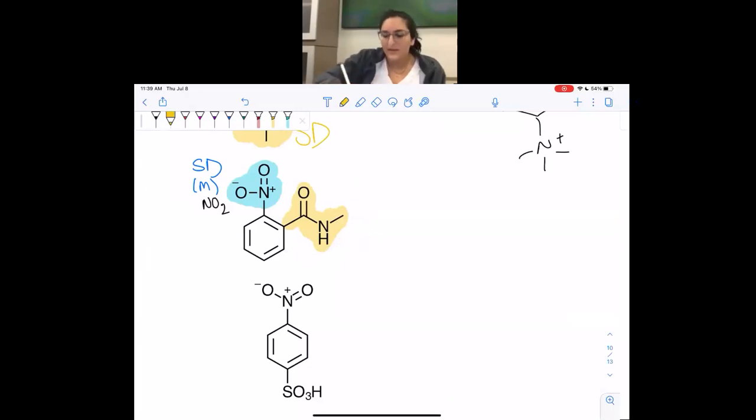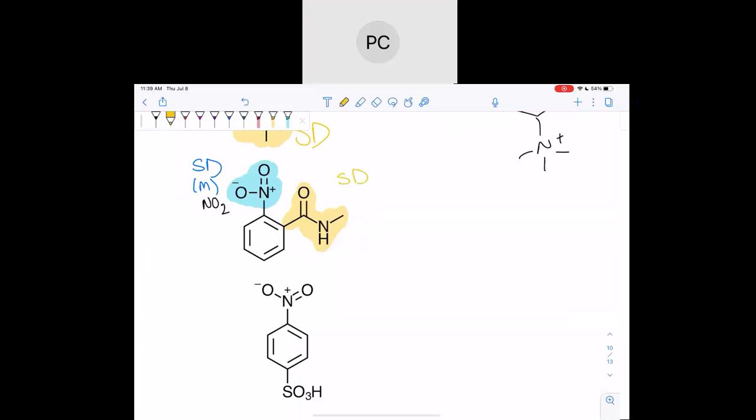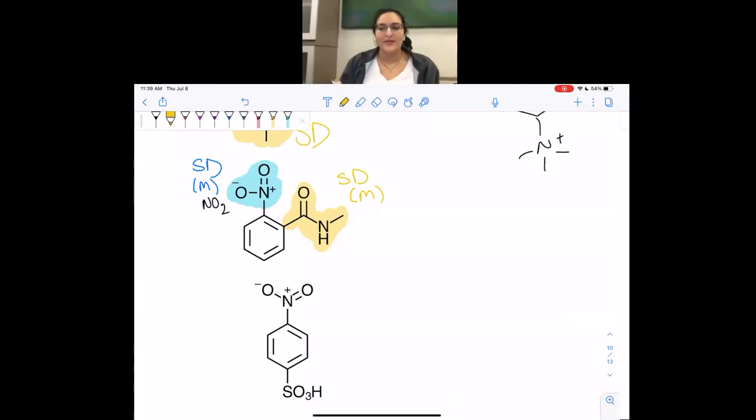Strong deactivator that attacks meta. Yes, precisely. Okay, so now we have two strong deactivators, and they're both meta directing, so we have to figure out which one of them is going to have the directing effects. So we're comparing NO2 to an amide.